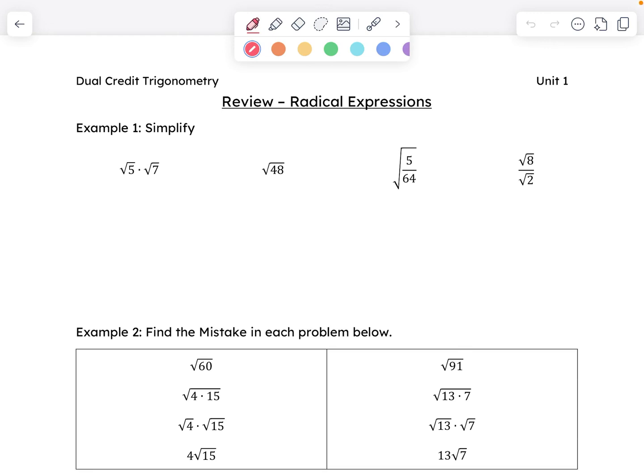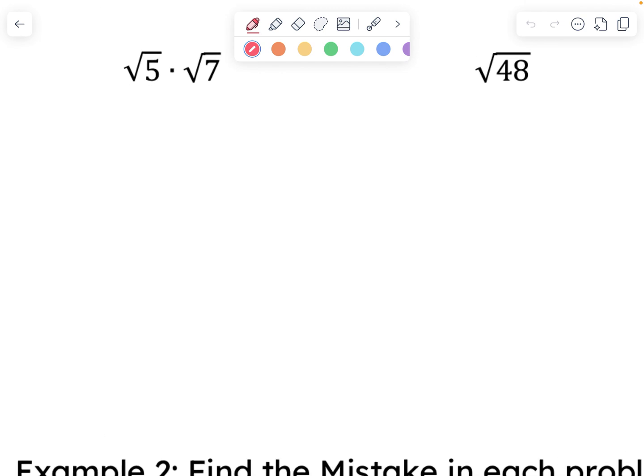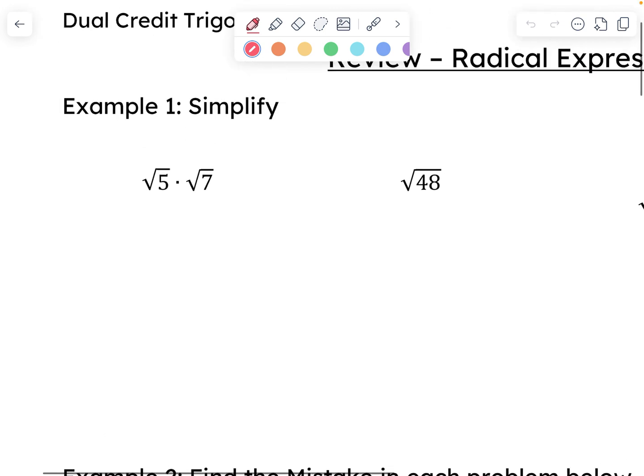Hey guys, today we are going to start our trig class by reviewing how to simplify some radical expressions. So the first thing we're going to review is that if you have two radicals being multiplied together, you can just multiply the insides. So the square root of 5 times the square root of 7, you can rewrite that as the square root of 5 times 7, or just the square root of 35.